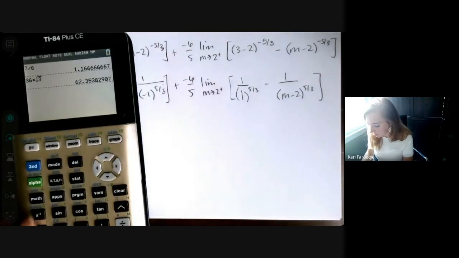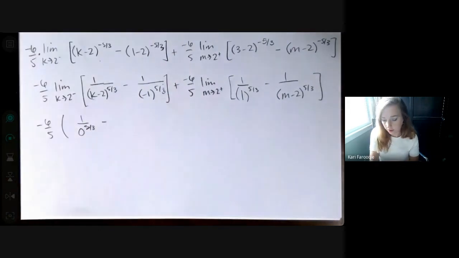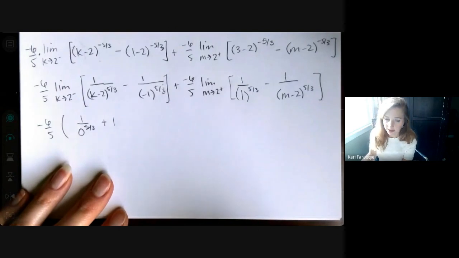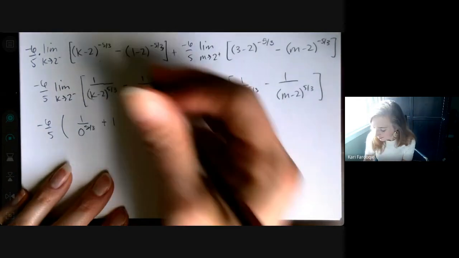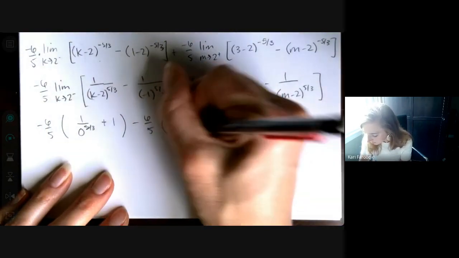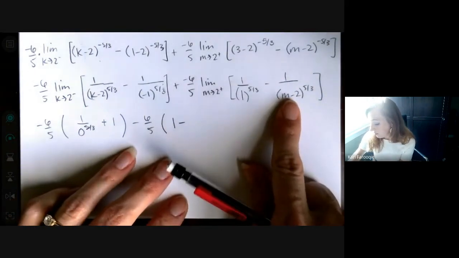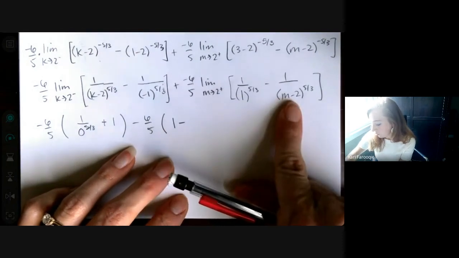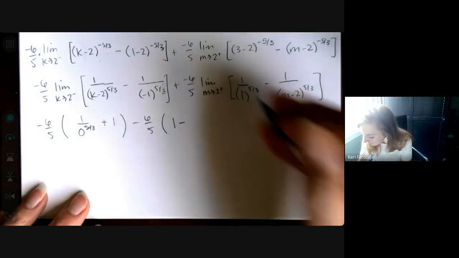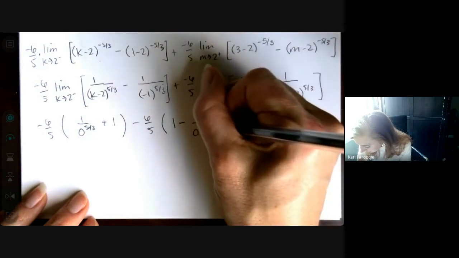You can pop that into your calculator if you would like. Negative 1 to the 5/3 is indeed negative 1. So 1 over negative 1 is still negative 1, minus negative 1 gives you positive 1. And then you have minus 6/5 times 1 minus, and then do the same thing here. Send m off to 2, and then you are, in this case, looking at 1 over 0 to the 5/3.